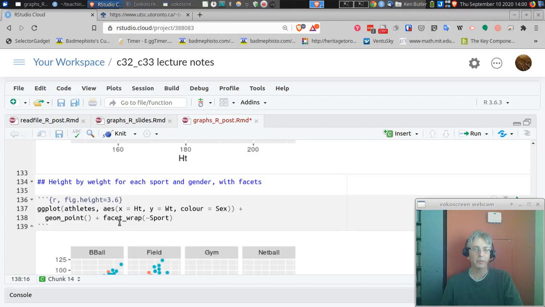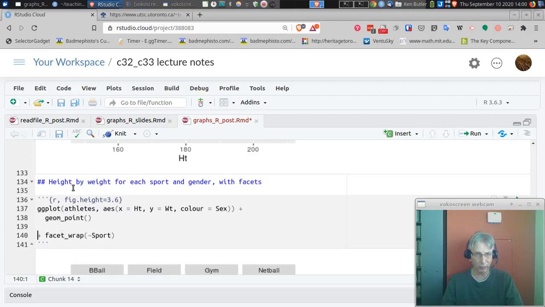So, what I'm thinking is I want to do this separately for each sport. And I forget about the sport until right at the end. So, if I look at what we had before, there's no mention of sport in here anywhere. And that will get us one box plot from height and weight for males and females for all the sports together.